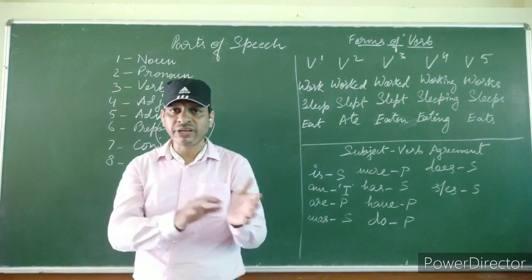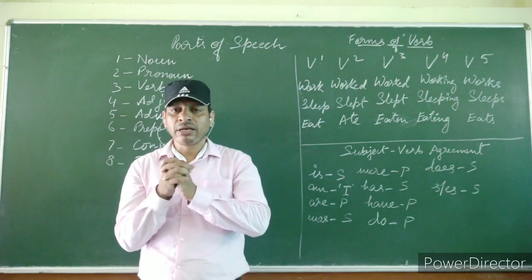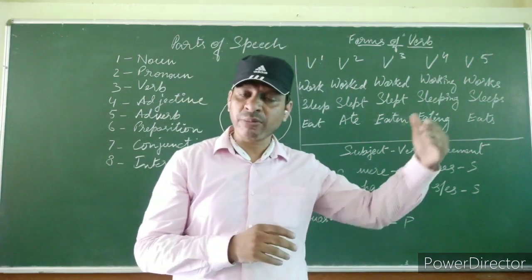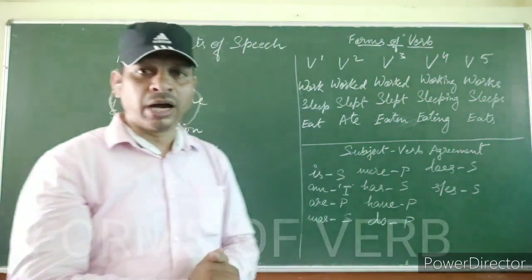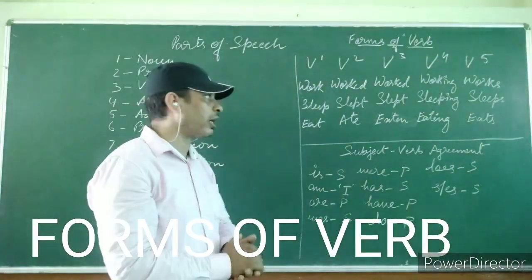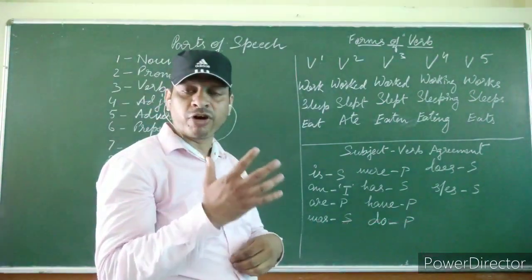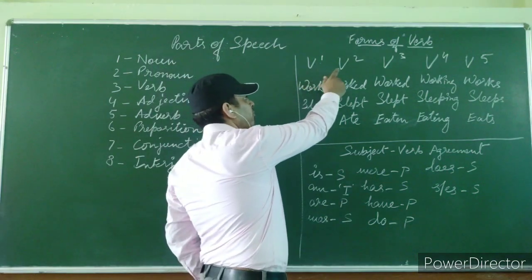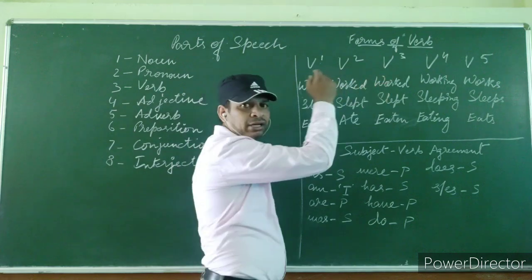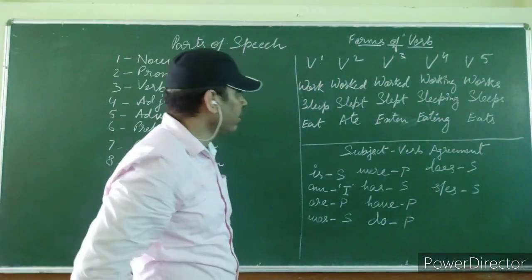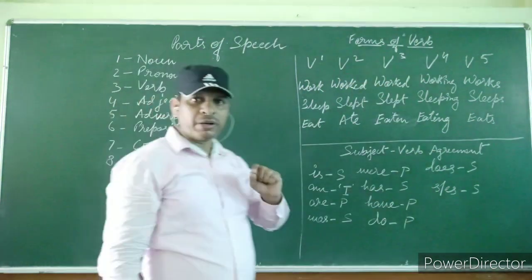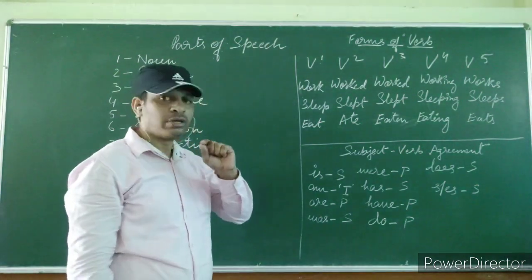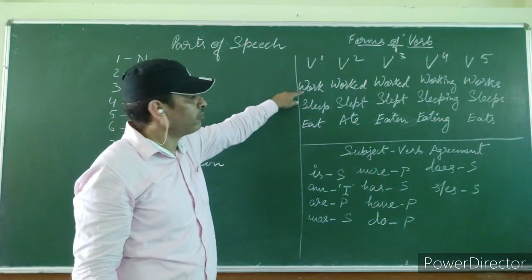Let's move to the next very important topic, and that is subject verb agreement. But before we get into subject verb agreement, let's see first of all how many forms of verbs there are. Total 5 forms of verbs are there: V1, V2, V3, V4 and V5. Always remember, V1 is always the base form of the verb. For example, work.